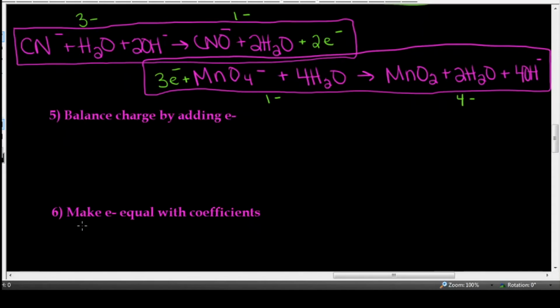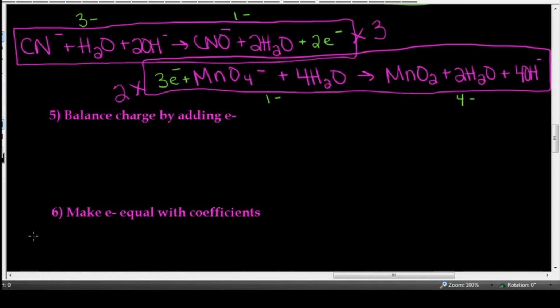Now, jumping on to step 6, I want to make electrons equal with coefficients. So I have 2 electrons in this half reaction and 3 electrons in that half reaction. So this half reaction is going to need to be multiplied through times 3, and this half reaction is going to need to be multiplied through by 2. So I will go ahead and rewrite those now.